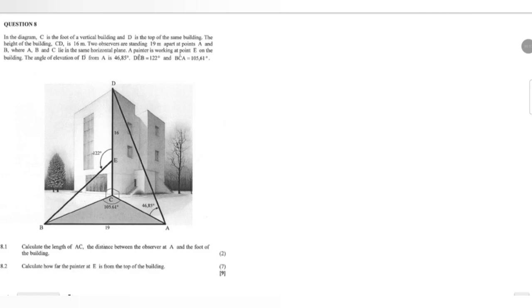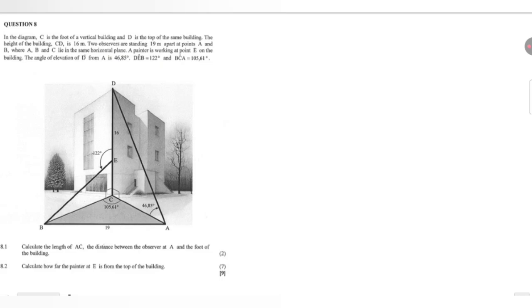Coming to question number 8. This one is the application of trigonometry, where you have to apply the sine rule and cosine rule mainly, sometimes the area rule if they talk about areas. Here everything is clear. You can see a diagram there, a building, and they made triangles, right angle triangles, everything.